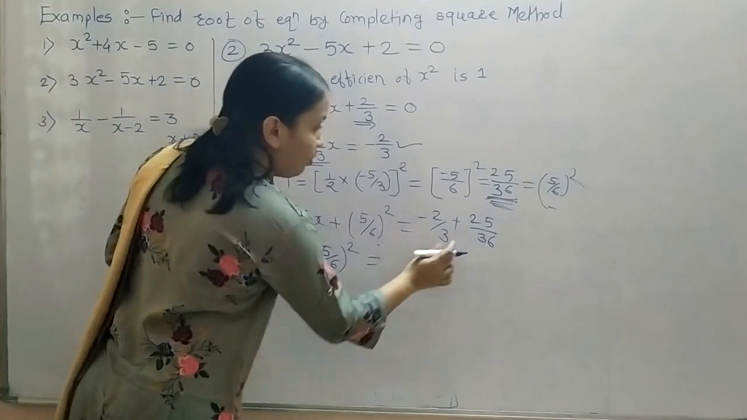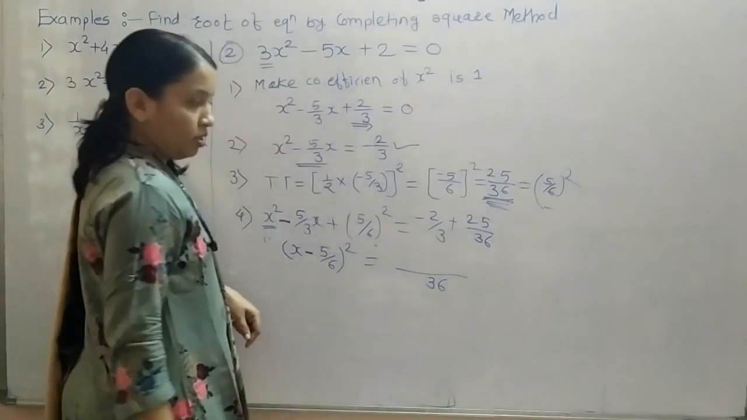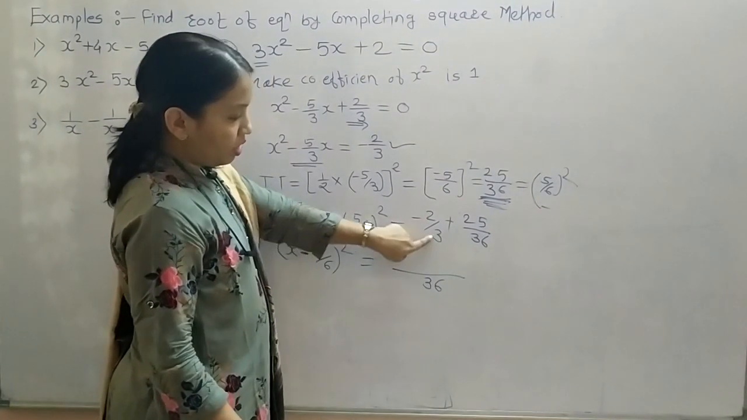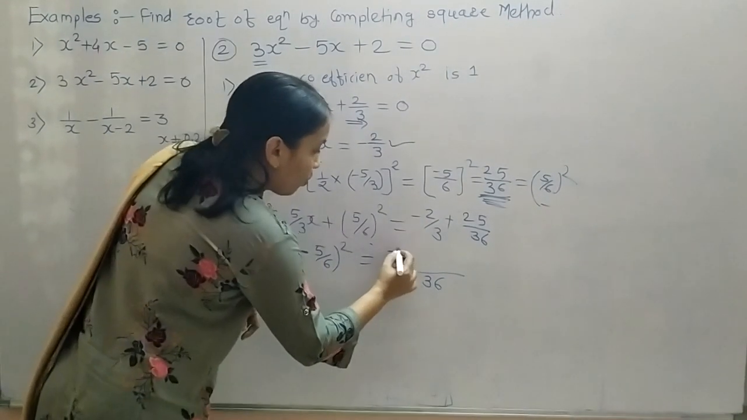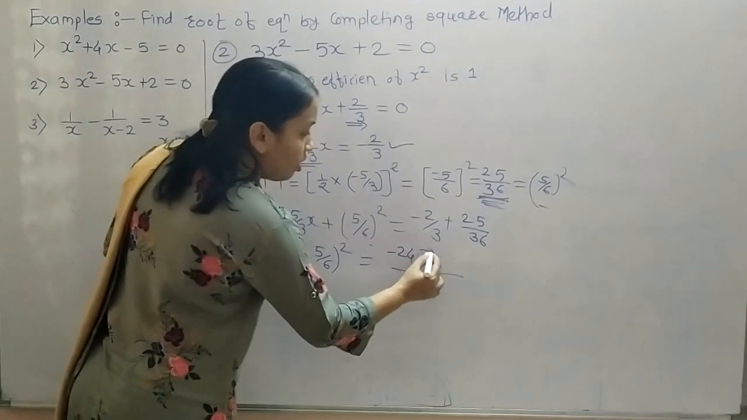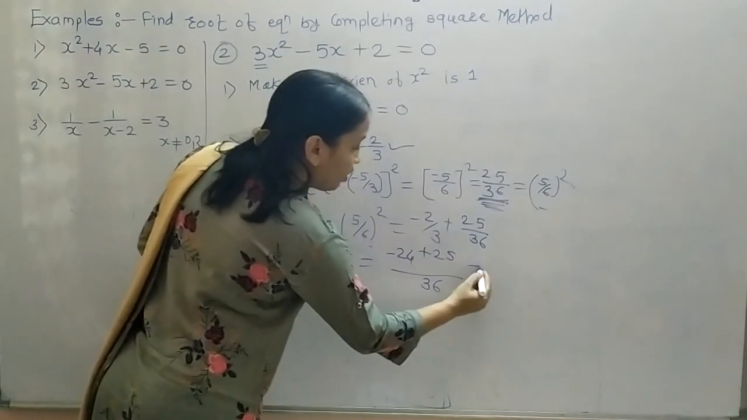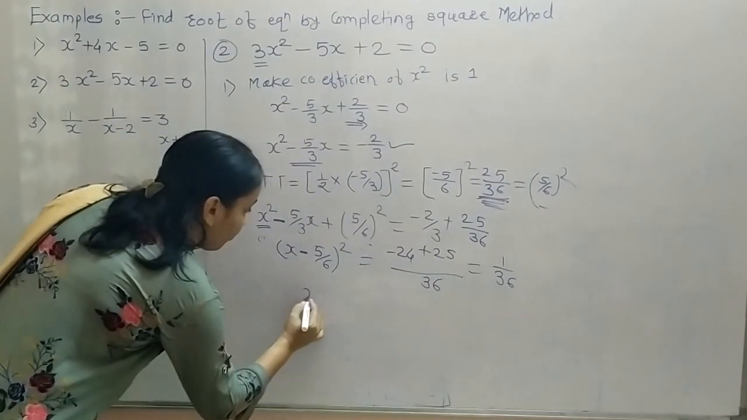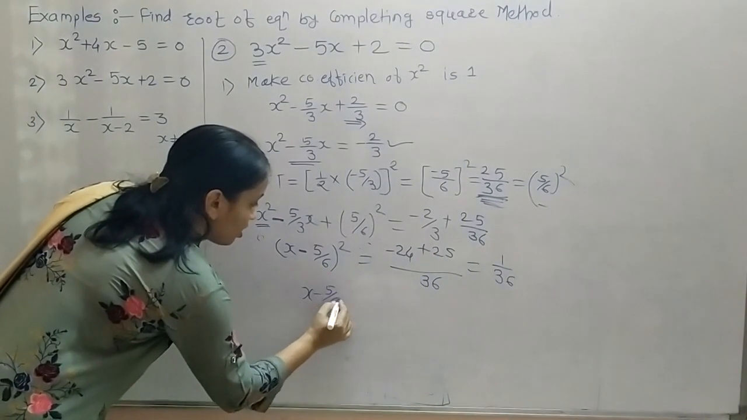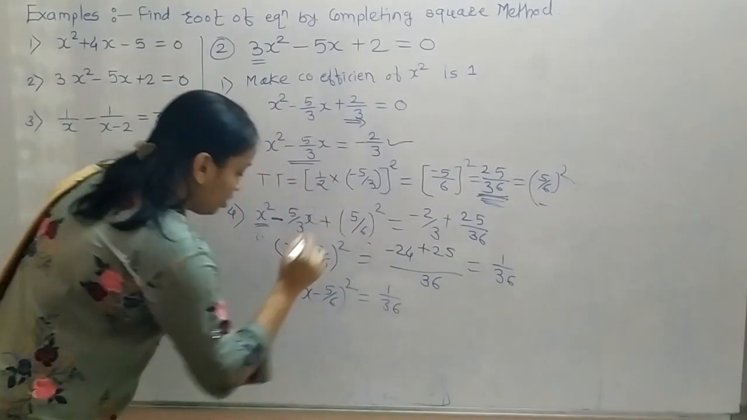Okay, and then simplify this side. Now, take the LCM, it is 36. Now it is, when 3 will be 36, 12 3s are 36. Therefore 12 2s are 24, minus, as minus sign is there. Plus 25 will be as it is. Sorry, 25. Then it will be 1 by 36. Okay, therefore x minus 5 by 6 bracket square is equal to 1 upon 36.